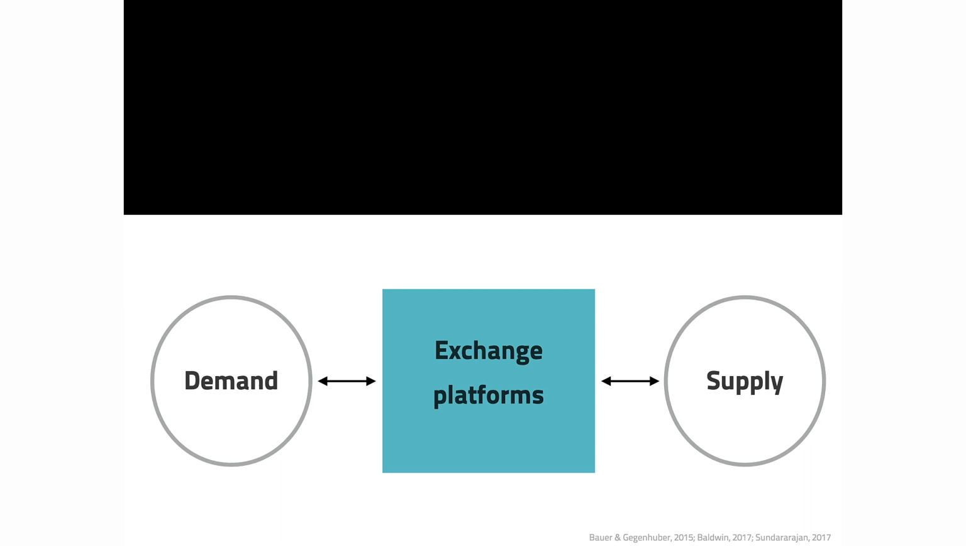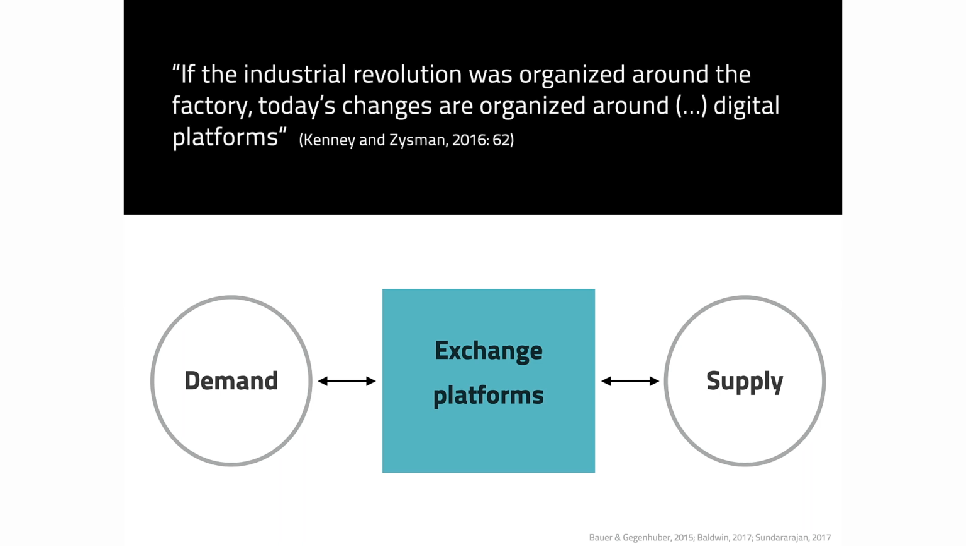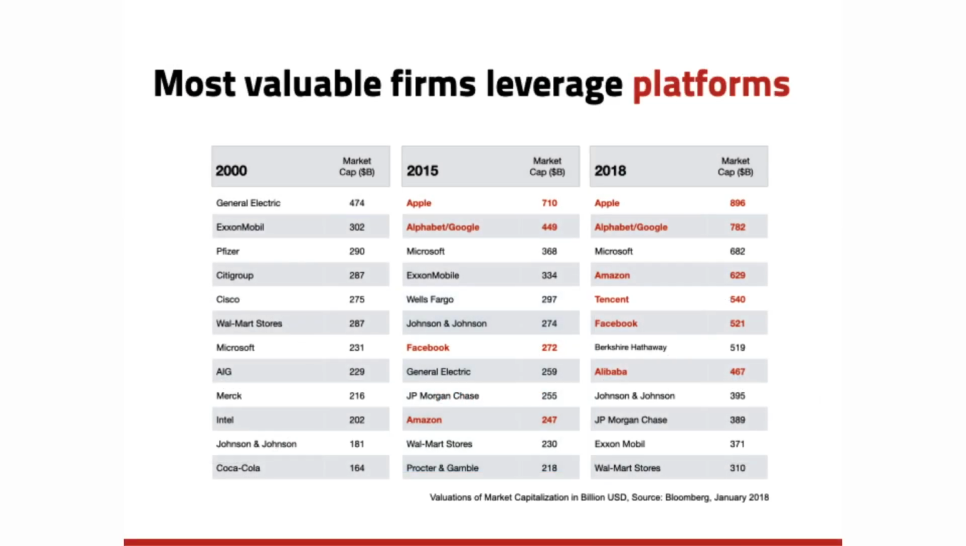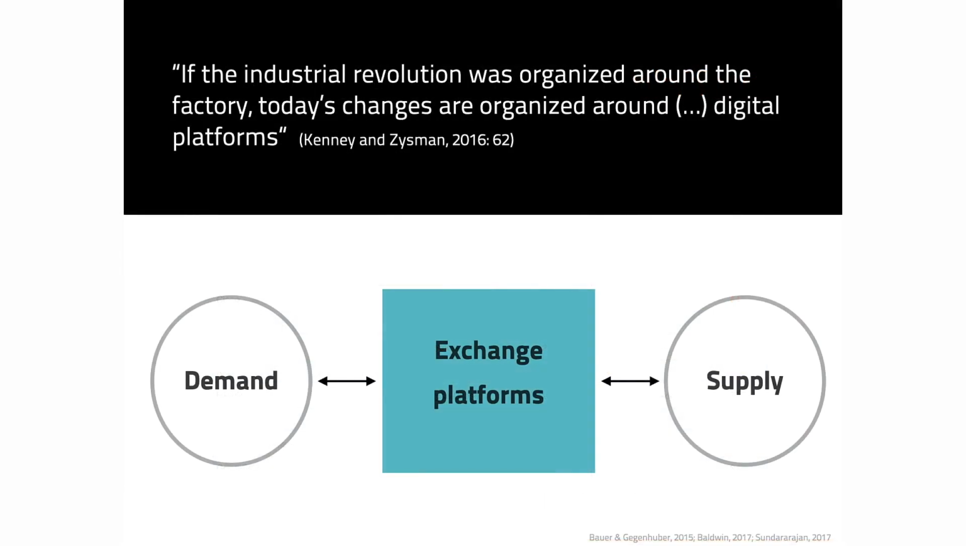The novelty of this organizational form becomes apparent in the statement from Kenney and Zysman. It's a provocative statement. If the Industrial Revolution was organized around the factory, so a machine bureaucracy, today's changes are organized around digital platforms. And if you think about the world's most valuable companies, you will realize that many of them draw on platforms as an organizational form to create value. So I think there is some merit behind this statement.